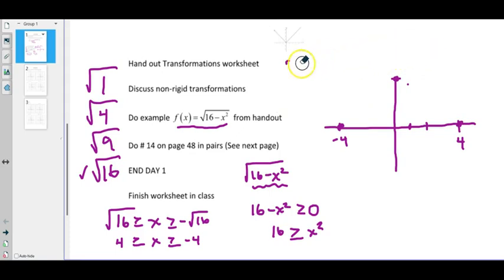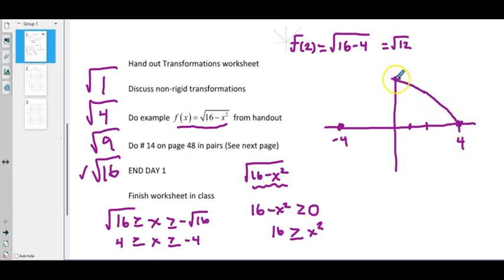All right, so if we plug in 2, f of 2, we get the square root of 16 minus 2 squared, or minus 4, which is the square root of 12. Again, still between 3 and 4, so it's still way on up there. And it's slowly starting to come down, though, and what we'll probably see is this semicircle type of shape. And if you kept plugging in numbers, that's what you would get.